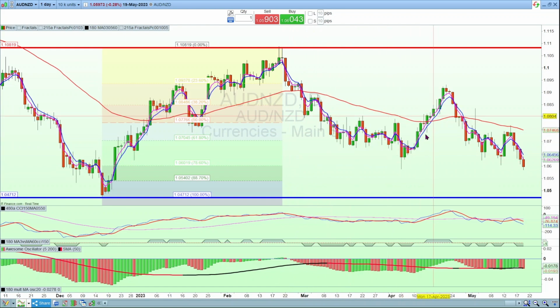In this case, it's actually retraced to the upside, but then it's bounced back down again to that 78%. So we're currently sitting at this 78%, and it may well continue to the downside. So just be mindful of that.